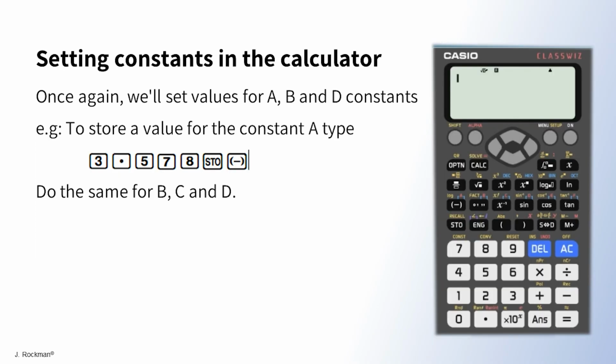Let's define the constants. 3.578 will be set into A. 3.020 times 10 to the minus 3 will be set into B. Minus 0.0186 times 10 to the 5 is set into D.